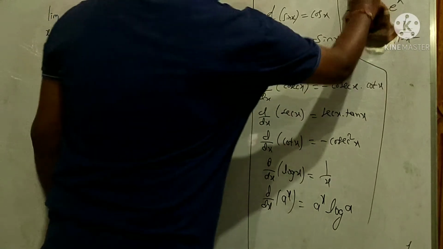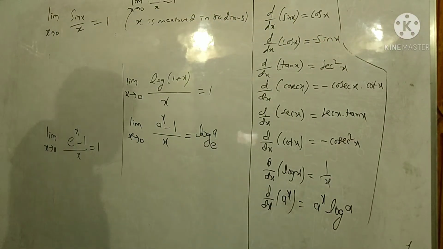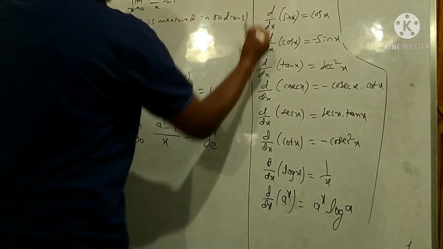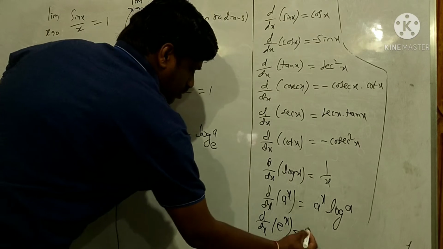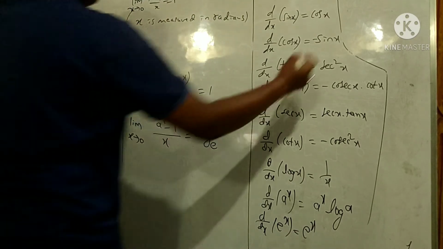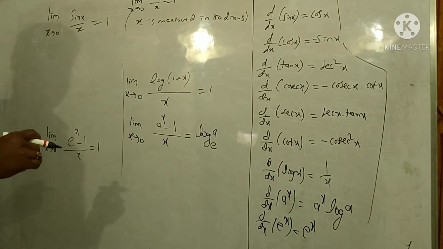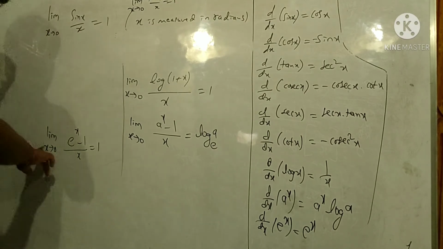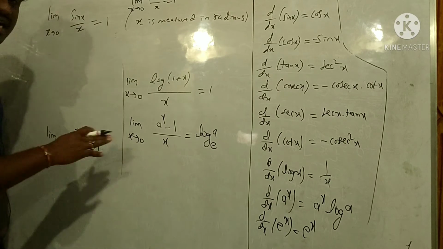See here, this part you are not able to see because lighting is falling on it. So d by dx of e power x is equal to e power x, and d by dx of x is 1. Okay, remember these things. Now let's see, limit x tending to 0 of e power x minus 1 by x is 1. This is another standard limit. You have to remember all these formulas and standard limits at any cost.